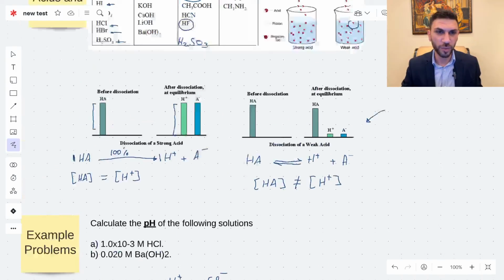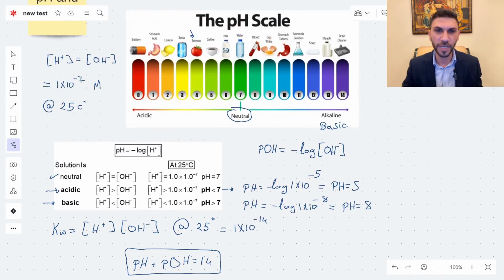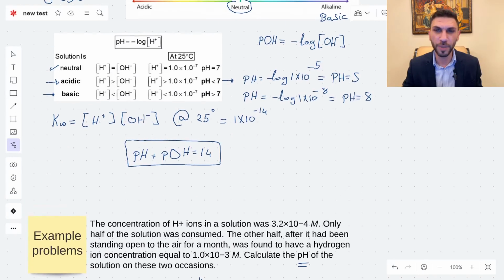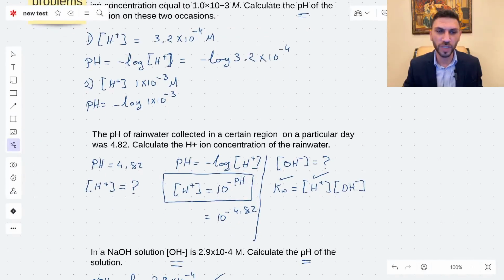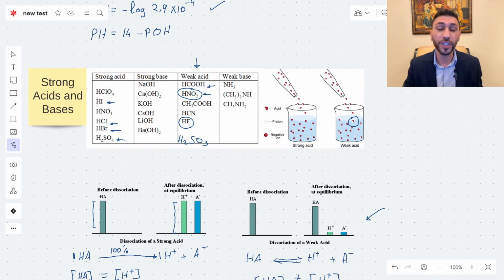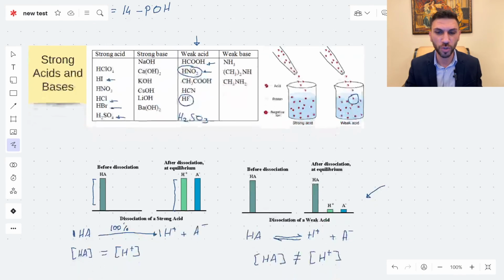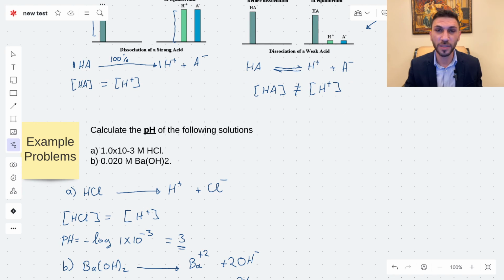What do we need to take from this lesson? The pH equations, the pH scale, the pOH and pH relationship. We solved some example problems you need to practice on. We need to memorize those acids and bases, the weak acids and weak bases, also the strong acids and strong bases, and how to calculate the pH and pOH for strong acids and strong bases.